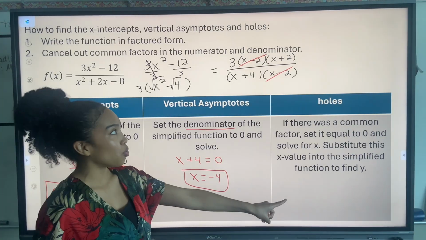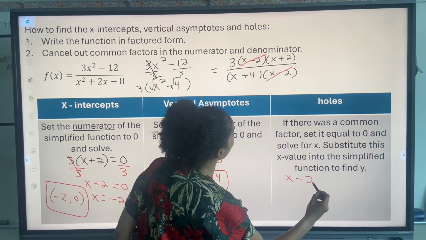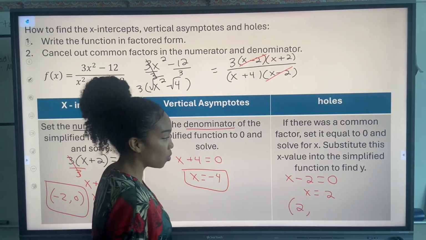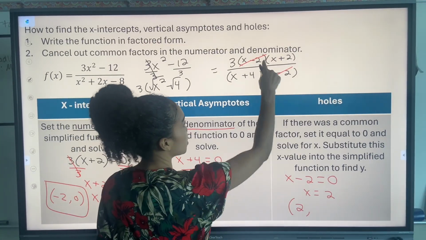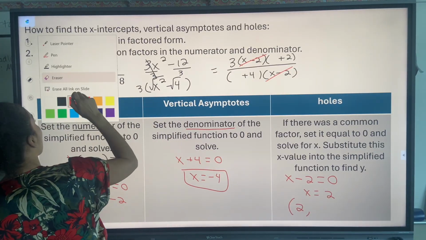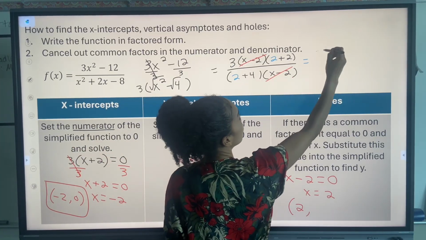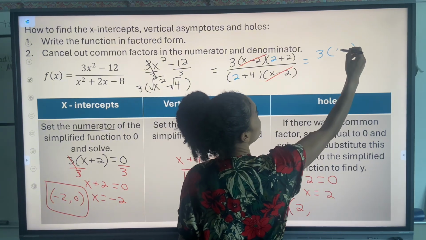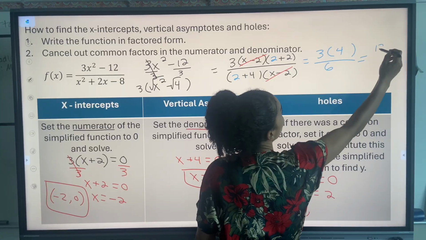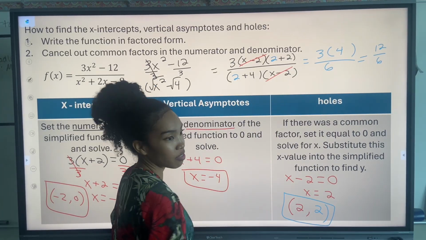We do have a hole because we canceled something out. So whatever you canceled out, you set it equal to 0 and you solve. So you get 2. That is the x value of the hole. We're going to plug 2 into the problem to find the y value. So erase this x and this x, and I'll plug in a 2. So I get 3 times 2 plus 2 is 4. Then I have 2 plus 4, that's 6. So I get 12 over 6, which is just 2. So this is the location of my hole.